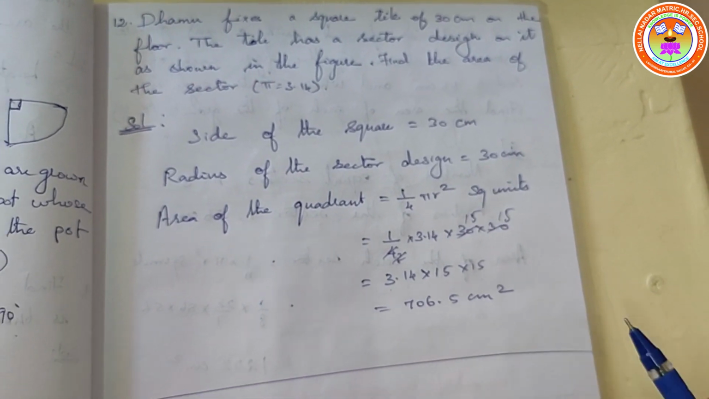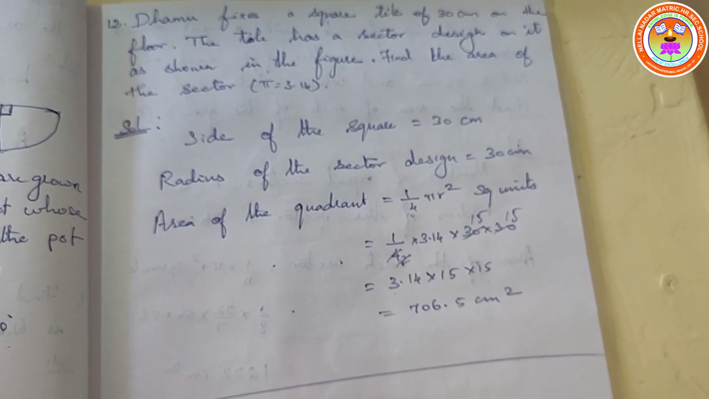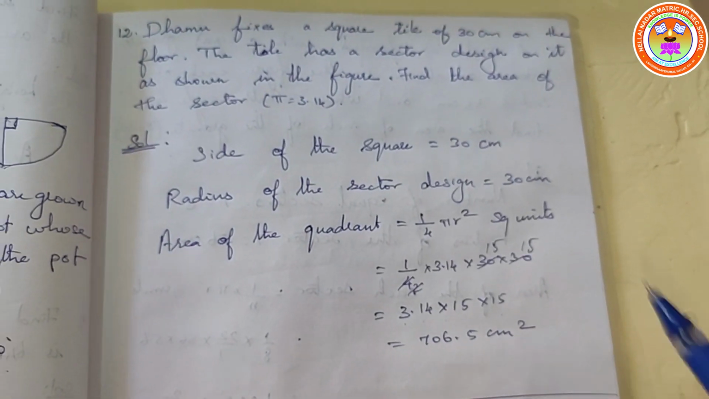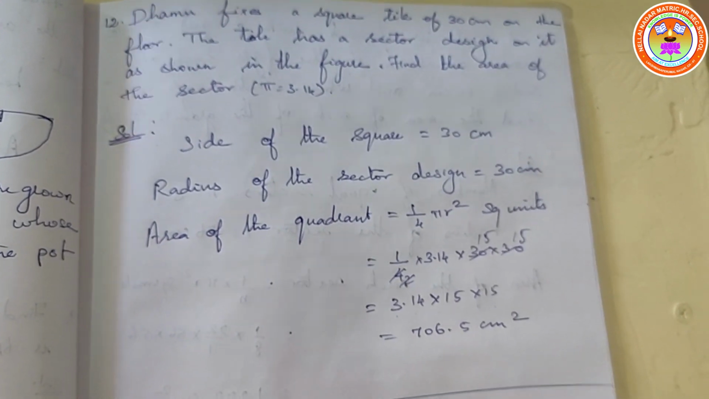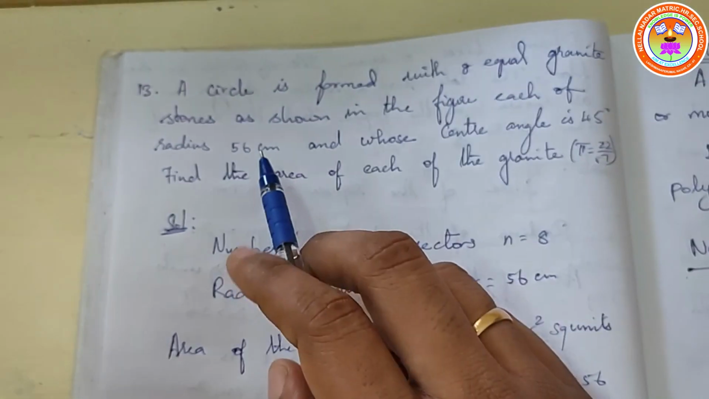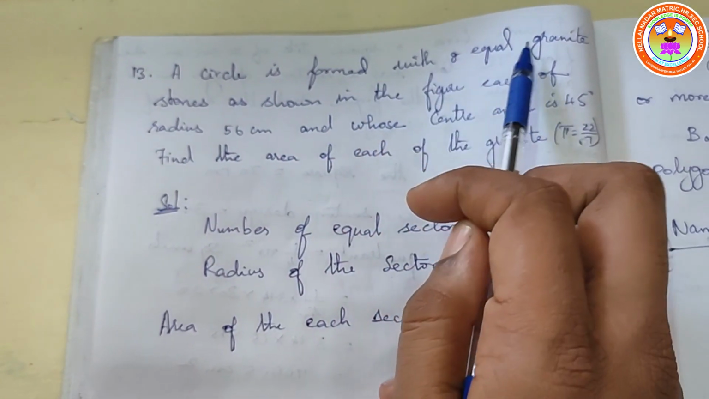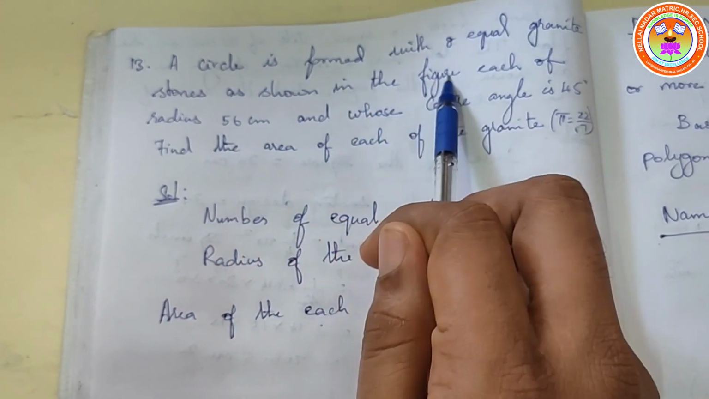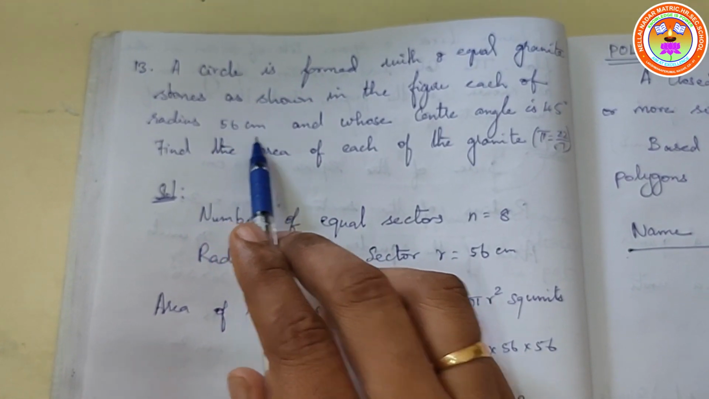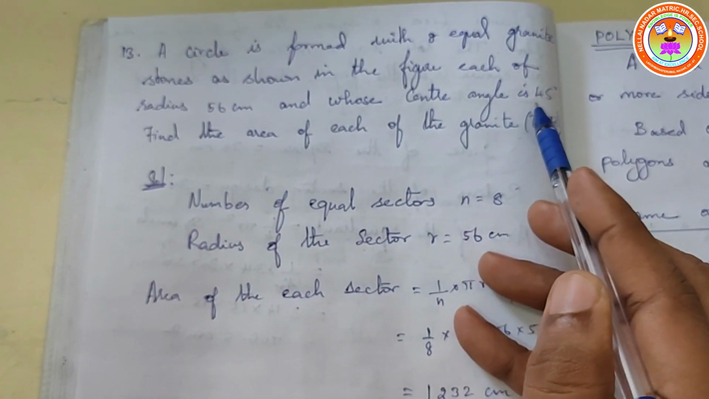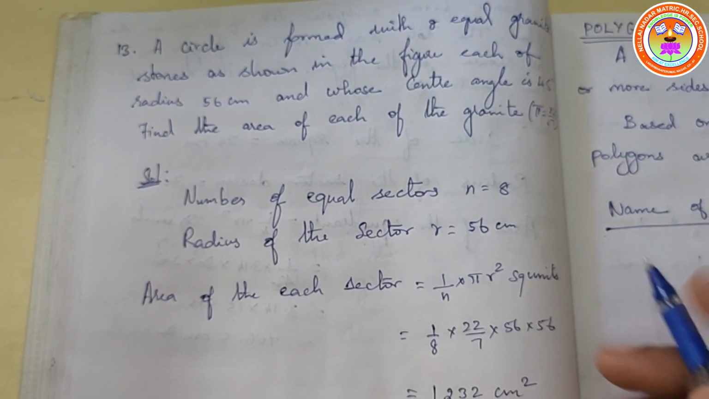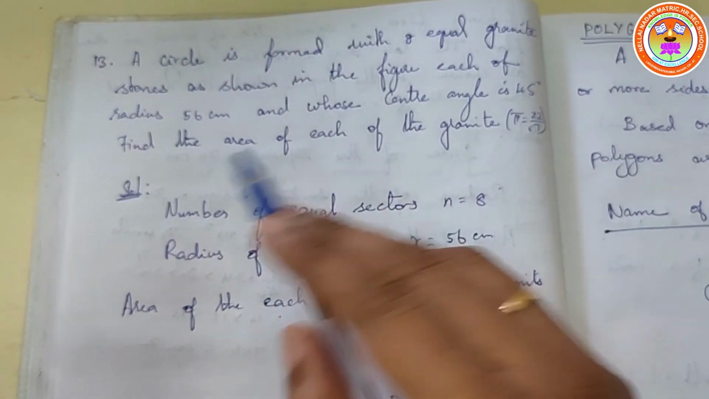Now we will move on to the next question, that is the 13th question. Shall we move? Yes. You can clearly copy down the answers like this. I will read the question. A circle is formed with 8 equal granite stones as shown in the figure. You can refer to the book. Each has a radius of 56 centimeter and a central angle of 45 degree. Find the area of each of the granites. Now we will see the answer.